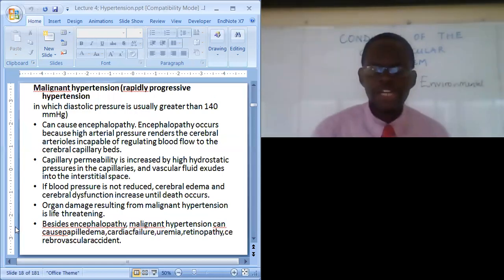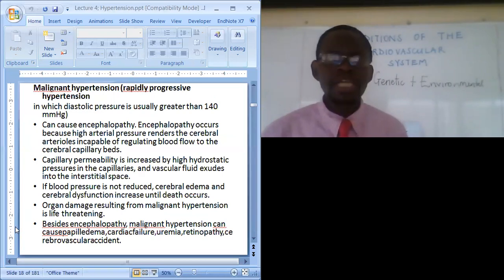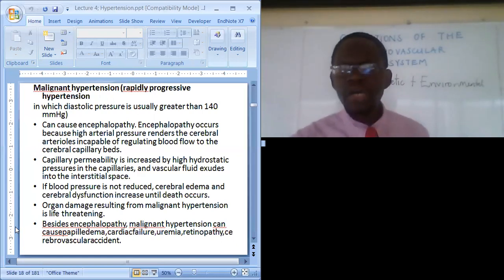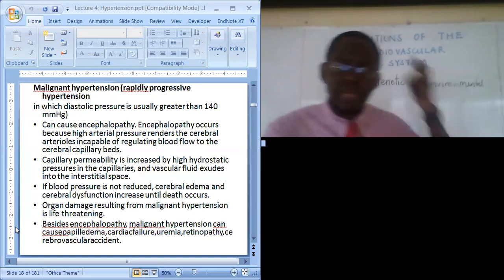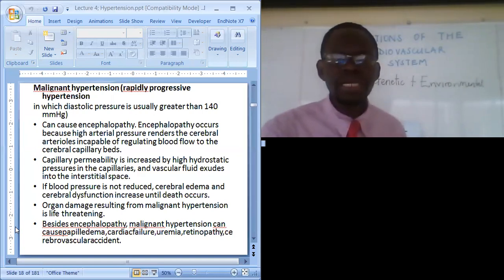Now, there's a condition which we call malignant hypertension. This is basically an emergency. It is characterized by a diastolic pressure greater than 140 millimeters of mercury, which is very, very high. It can cause encephalopathy, which is basically pathology within the brain matter. Encephalopathy occurs because of high arterial pressure, which renders the cerebral arterioles incapable of regulating blood flow within them.